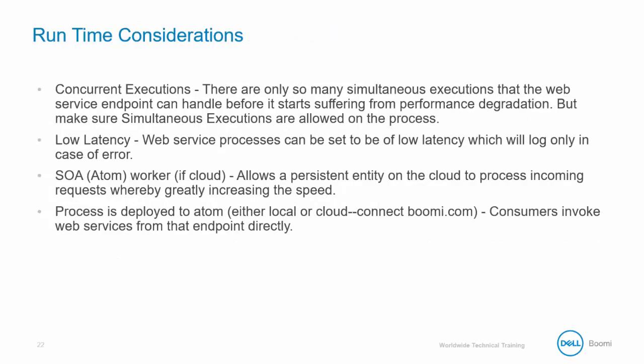Here are some runtime considerations. There are only so many simultaneous executions that the web service endpoint can handle before it starts suffering from performance degradation. Nonetheless, make sure simultaneous executions are allowed on the process. Consider low latency. Web service processes can be set to be of low latency, which will log only in case of error. An Atom worker, when you're in the cloud, allows a persistent entity on the cloud to process incoming requests, which greatly increases the speed. And lastly, remember that the process is deployed to the Atom, so consumers invoke the web services from that endpoint directly.